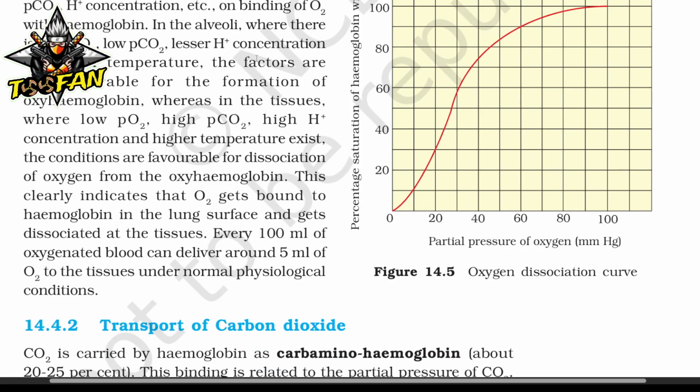This clearly indicates that oxygen gets bound to hemoglobin at the lung surface and gets dissociated at the tissue. Every 100 ml of oxygenated blood can deliver about 5 ml of oxygen to the tissue under normal physiological conditions.